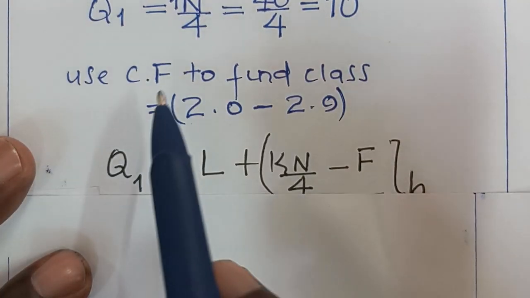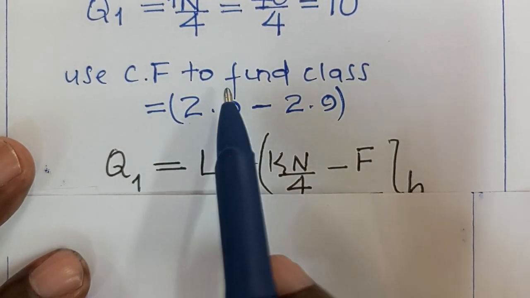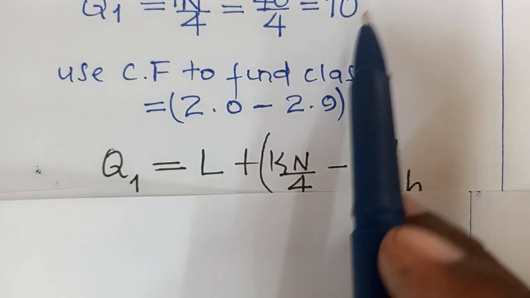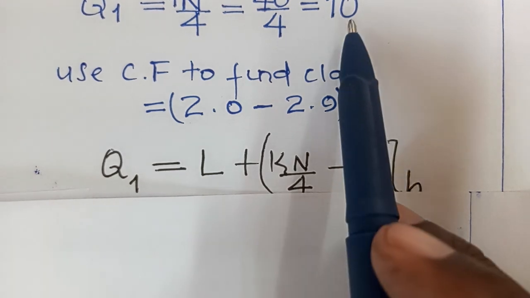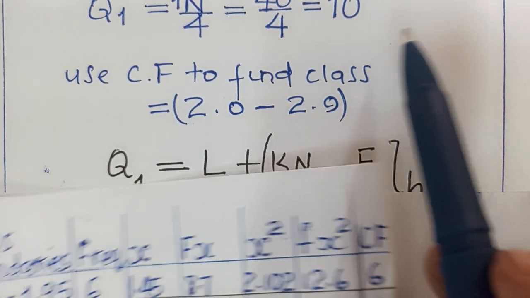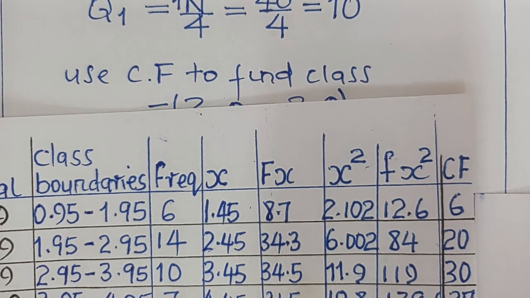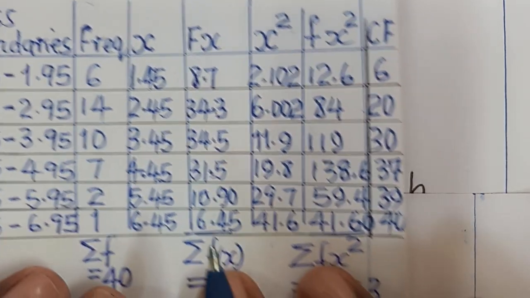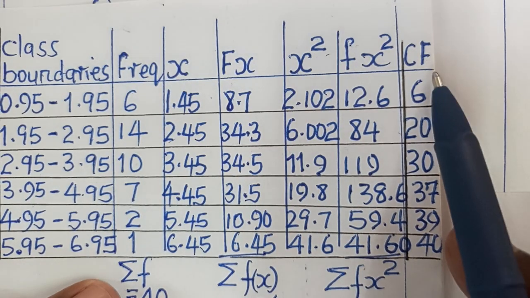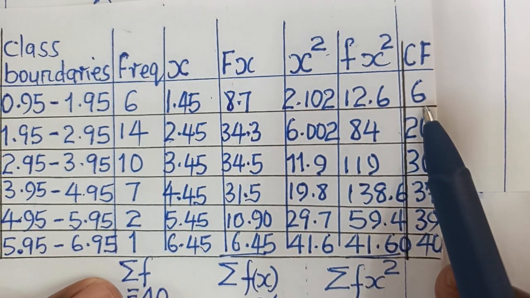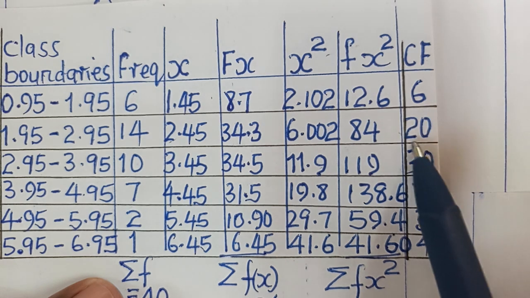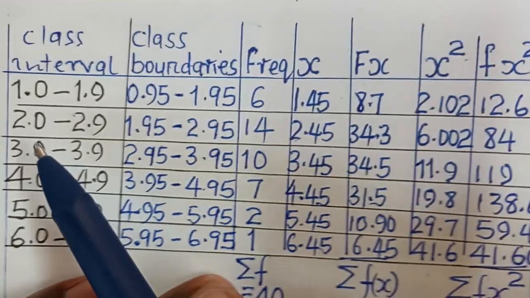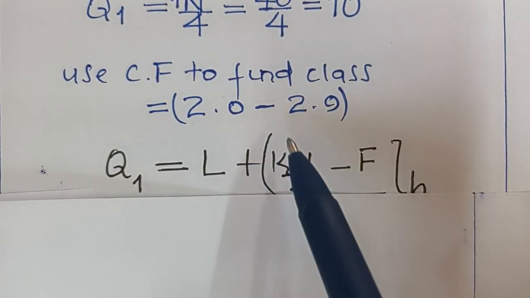And we use cumulative frequency to find the class. Guys, we look at the cumulative frequency, where we find 10 should be, that is our first quartile class. So the cumulative frequency is right here. We have 6 here. So guys, we are sure it's not here. And so it is right here. So our class is going to be now 2 to 2.9. And this is what I have written here.